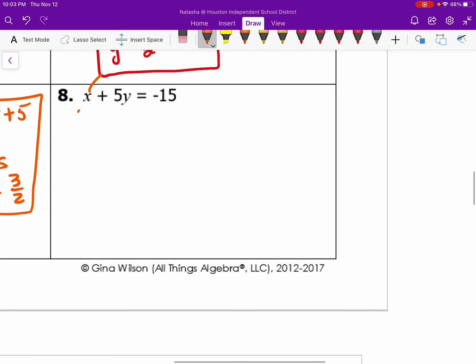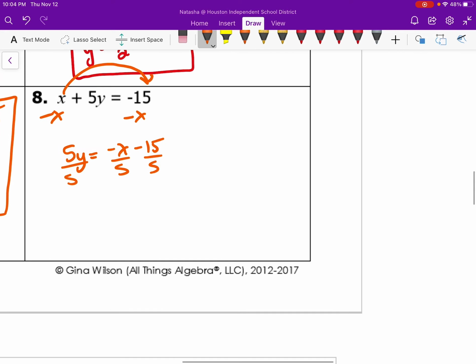And then the last one here, we're going to continue with the normal steps. So we're going to move that x over. So subtract. This is going to give me 5y is equal to negative x minus 15. We're going to divide by 5. That's going to give me y is equal to negative x over 5. Or you could also say negative 1/5 x minus 3.